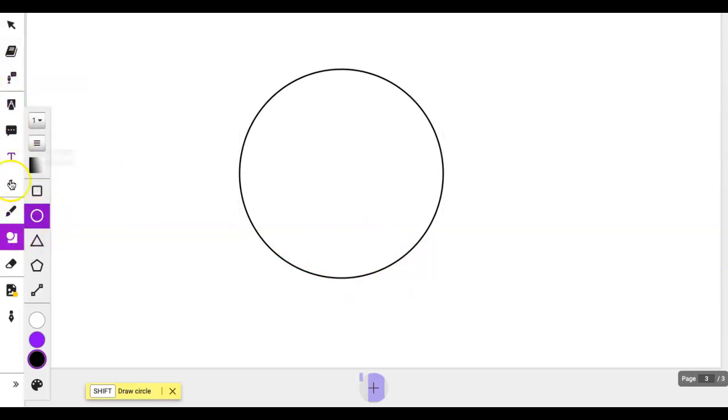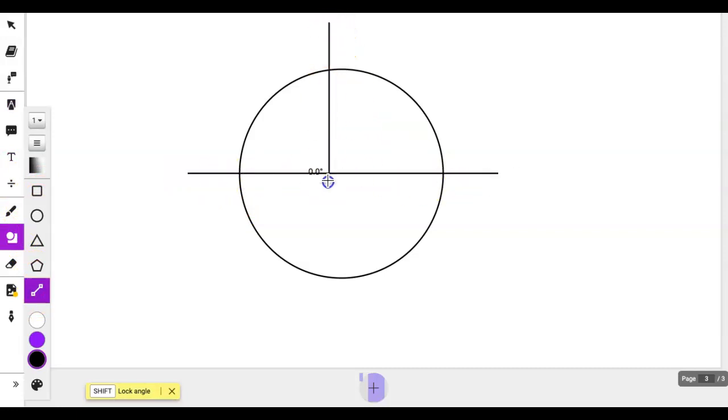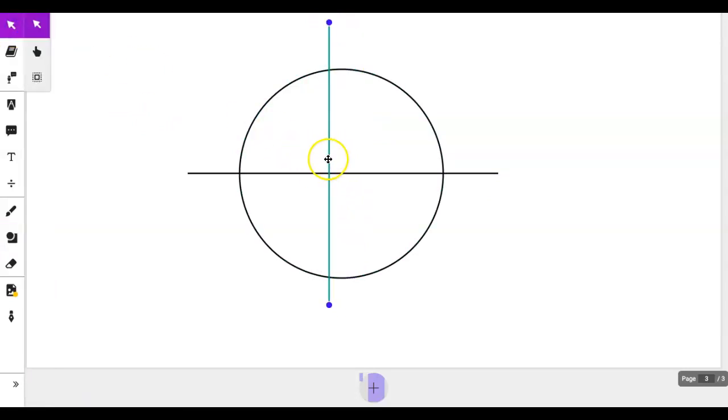And then let's get some straight lines on here. So that guy, this guy, and he is not in the right place. So let's quickly move him over. And that looks pretty good.